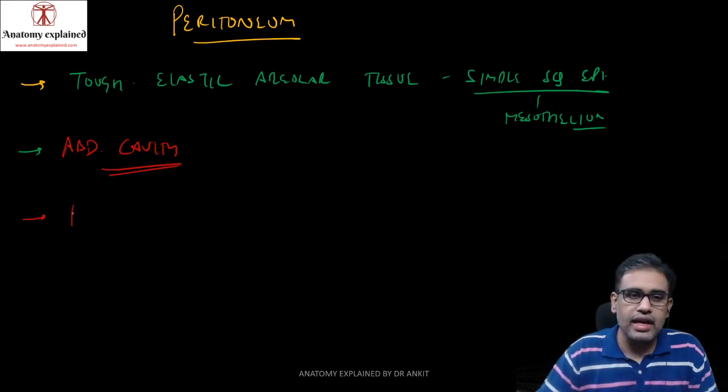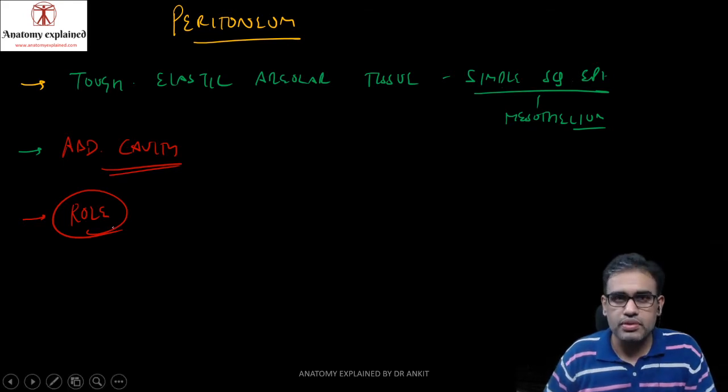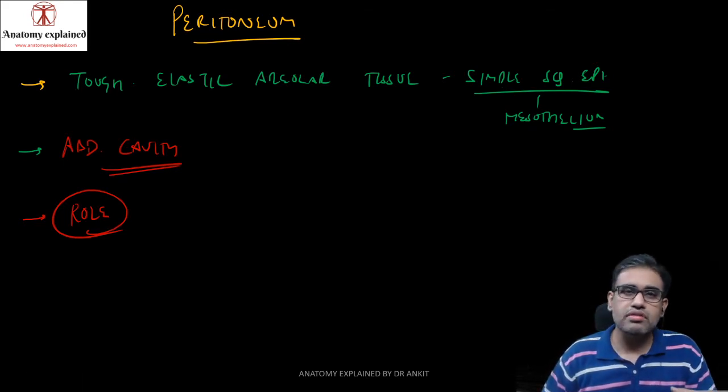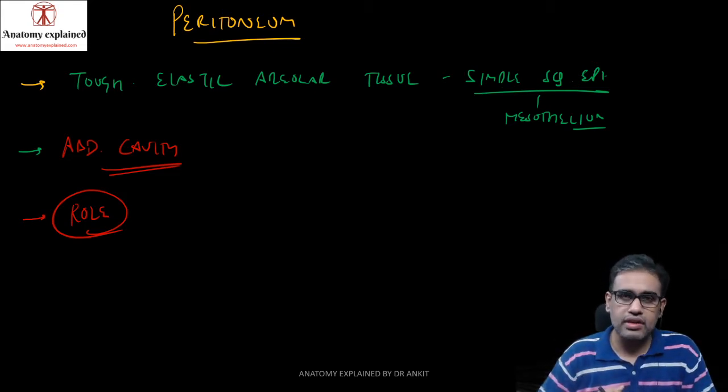The role, or the action or the function of this peritoneum is, once you open up the abdomen, in the abdomen there are too many viscera. Apart from the viscera, there is a whole lining of the gut tube. So all the gut tube, all the viscera, are fitted inside a cavity, that is our abdominal cavity.